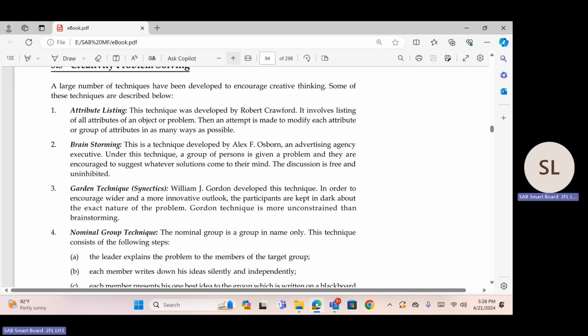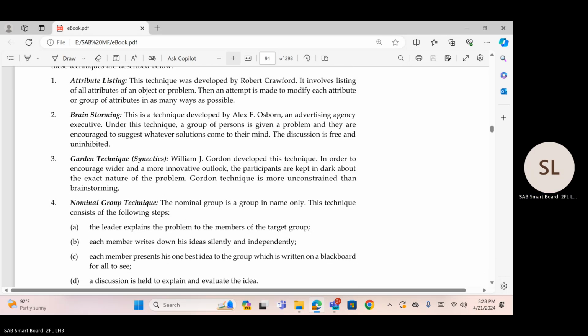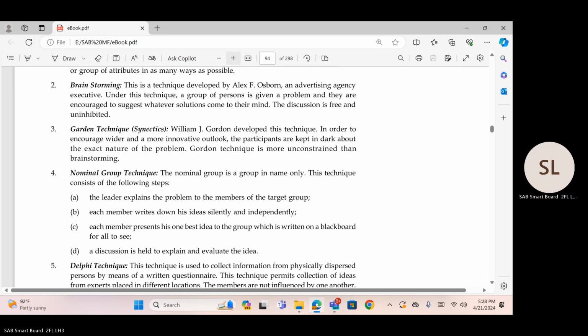The next one is the nominal group technique. This technique consists of these steps. The leader explains the problem to the members of the target group. Then members write their ideas independently, like in the Gordon technique, but here they know each other. That's how we should consider it and distinguish it from the Gordon technique.